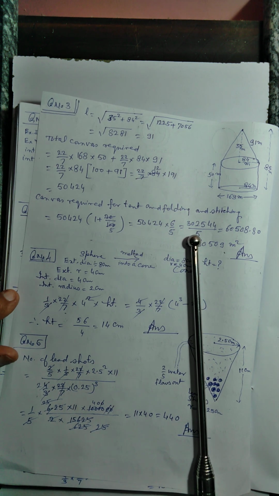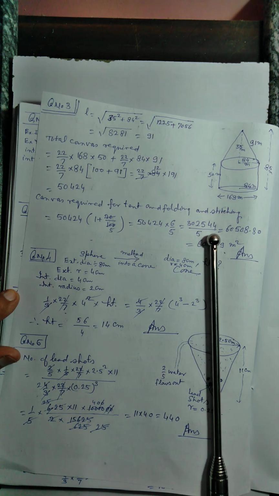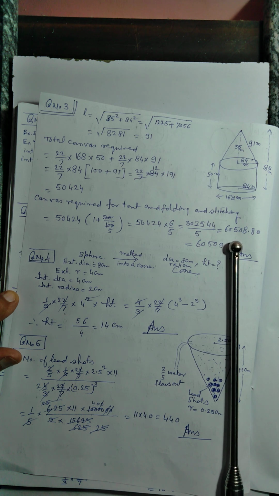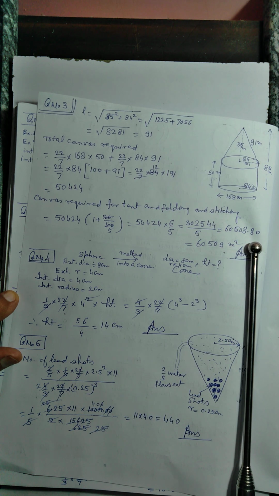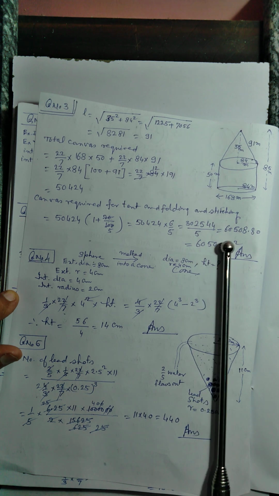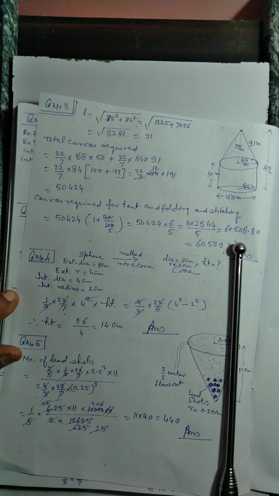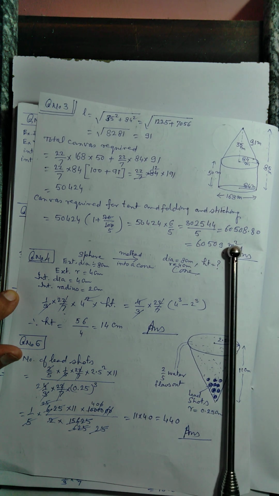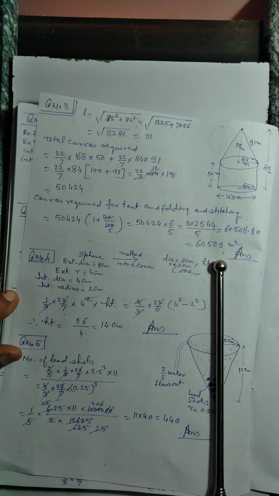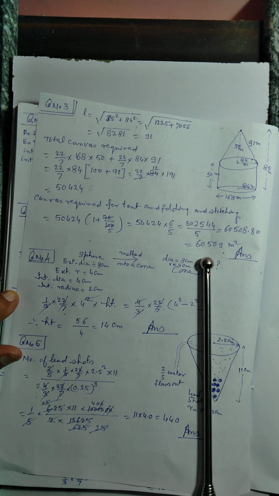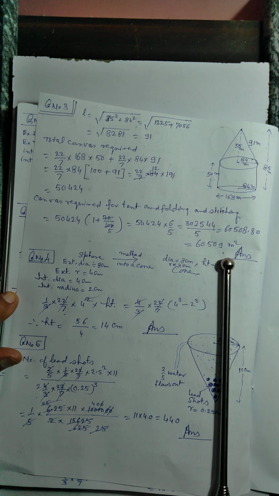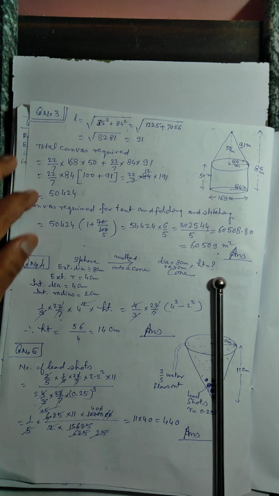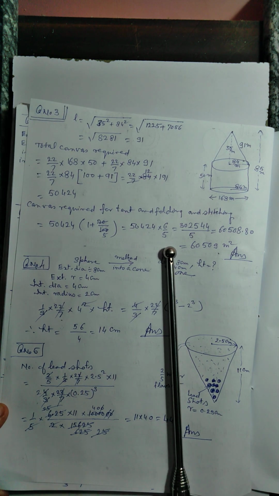3 lakhs. 2,544 divided by 5, it will be equal to 60,508.80 and it will be, देखिए, 60,508 है तो 60,509 हो जाएगा. क्यों? 8.80 है. That will be taken as a nearest square meter. So 60,509 square meter. It will be the total canvas required, including your stitching, folding, etc.